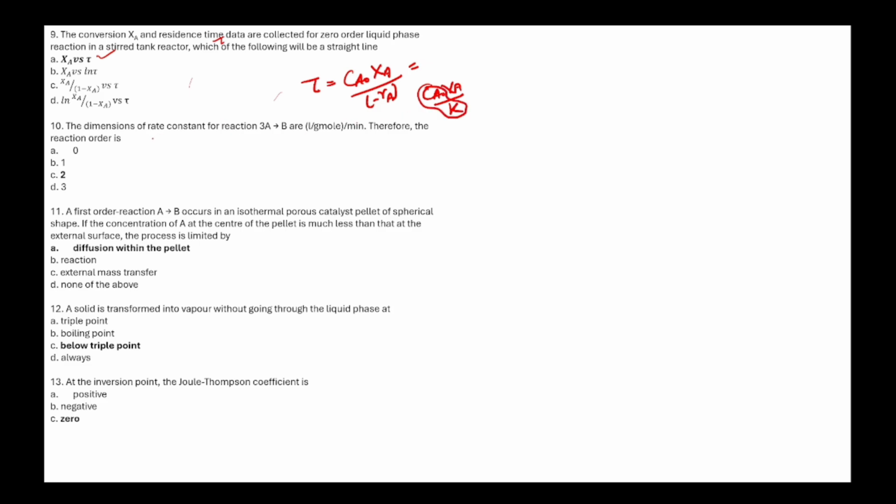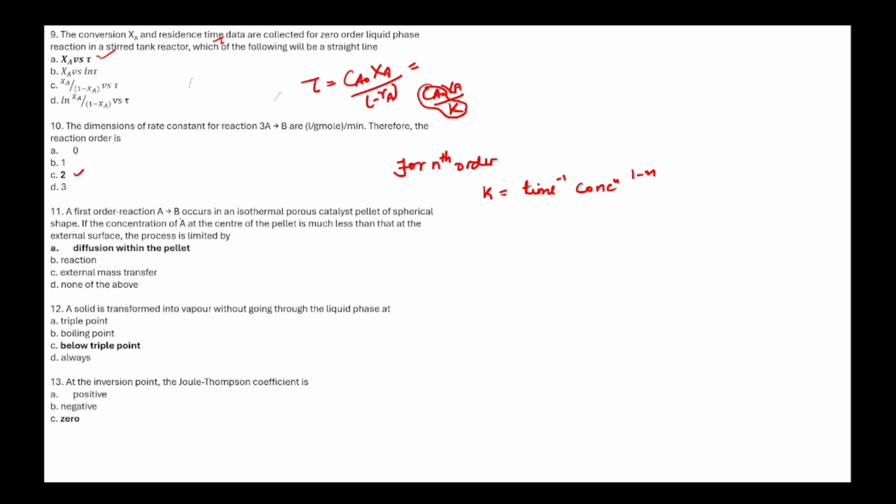The dimension of the rate constant for a reaction is liter per gram mole per minute. Therefore, the order of the reaction is second. To find the order, we know that for an nth order reaction, the rate constant is equal to time inverse, concentration to the power 1 minus n. So just put in the values and you will get the answer.